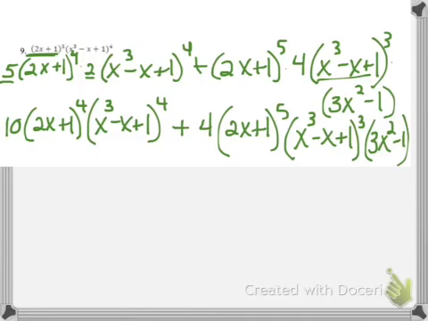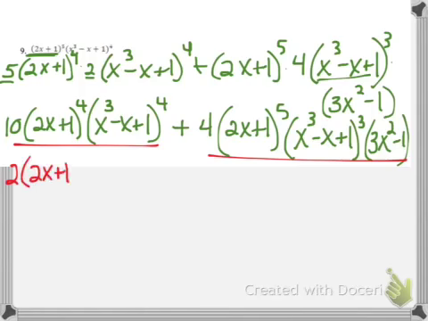So this is how I want to look at this. Here's one term, here's another. So I could take a 2 out. I could take 2x plus 1 out. And I could take 2x plus 1 to the what? To the fourth out. And then I could take x cubed minus x plus 1 to the third out. So out of the two terms, that's what I'm going to factor out. Let's see what we're left with.